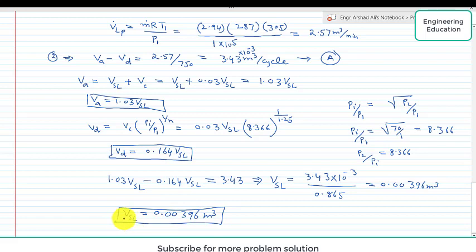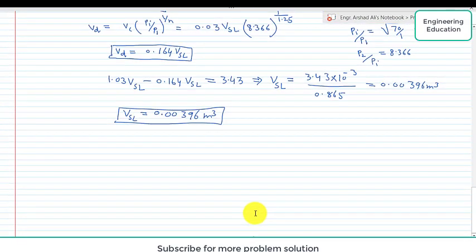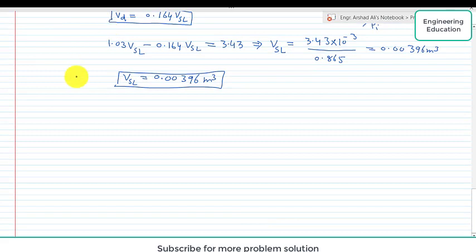Now to find the value of swept volume for the high pressure cylinder, again looking to the PV diagram of the problem, we can write that swept volume of the high pressure cylinder is equal to VA dash minus VC dash. As we mentioned earlier, that A, B, C, simple small letters, are used for low pressure stage, while A dash, B dash, C dash, D dash, these letters are used for the high pressure stage.